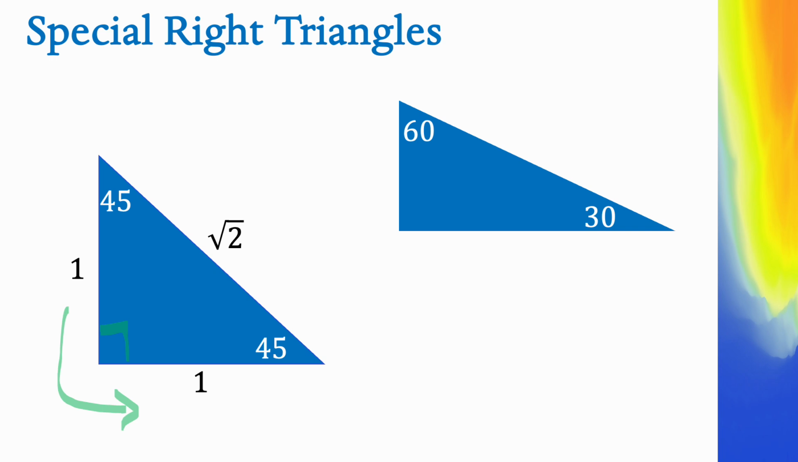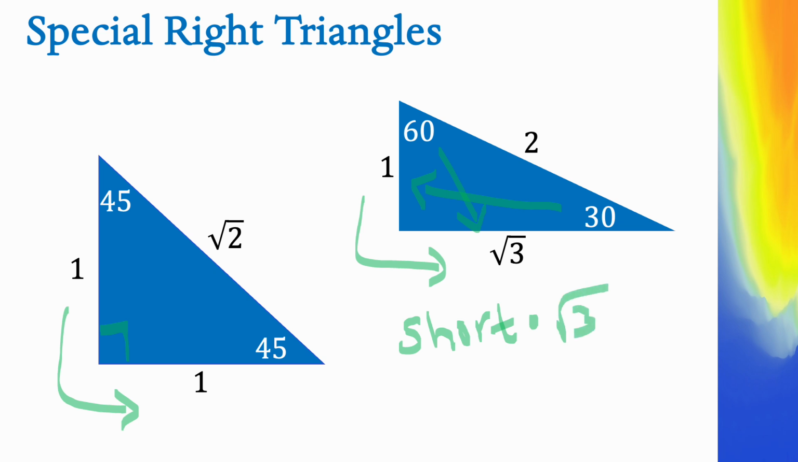Now let's look at the 30-60-90 triangle. Start by looking at the leg that's across from the 30-degree angle. That's the short leg. And let's say it has a length of 1. Then I know that the hypotenuse has a length of 2, and I know that the long side across from 60 has a length of root 3. That root 3 is important for us today. Basically, if you take the short side, whatever the short side is, you can multiply that times root 3, and that's the long side.